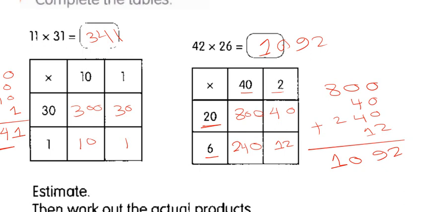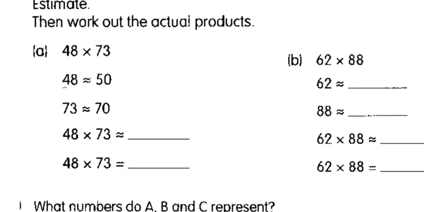Estimate. Before you estimate, you have to round before you calculate. For example, 48 after rounding: 8 is rounded up, which gives 1 to the 4, and the ones digit will be 0, so 48 is nearer to 50. 73 is nearer to 70. So you can multiply 50 times 70 instead of 48 times 73. So 50 times 70: put 2 zeros and multiply 5 times 7, that gives me 3,500.